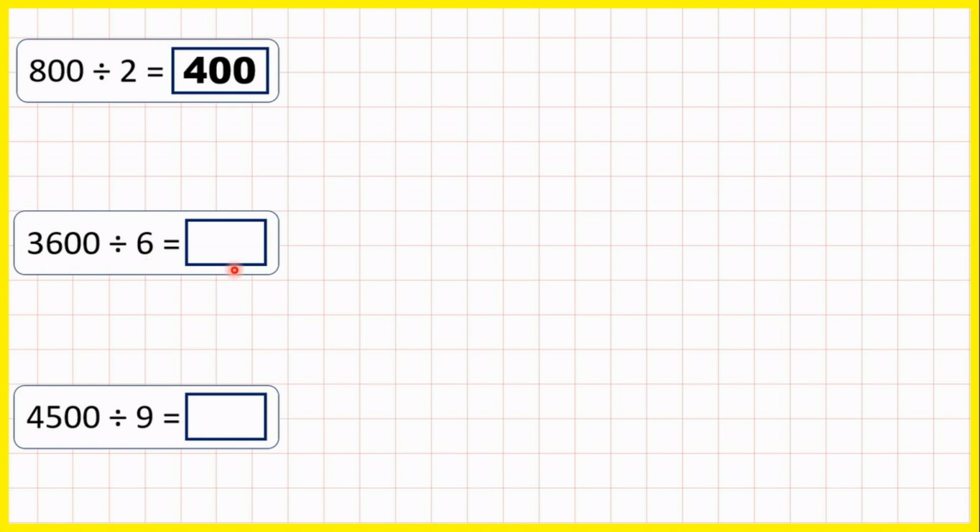3600 divided by 6 is 600. That's because 36 divided by 6 is 6, and then we need our 2 end zeros. And 4500 divided by 9 is 500. That's because 45 divided by 9 is 5, then 2 end zeros in the dividend means we have 2 end zeros in the quotient.